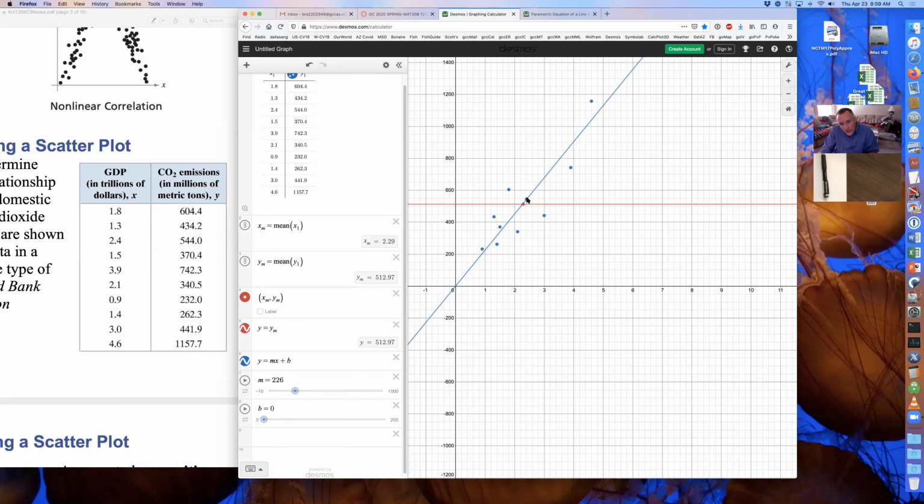That one actually hit that point, right? And it is pretty close to these 3. And then it's missing these by a little bit, but it kind of splits the difference between these 2. So I would say that line looks pretty good. That's a line with a slope of 226 and an intercept of 0.